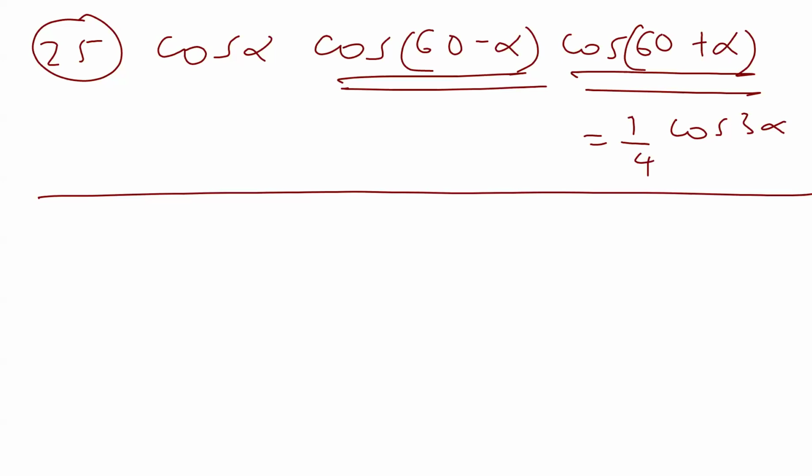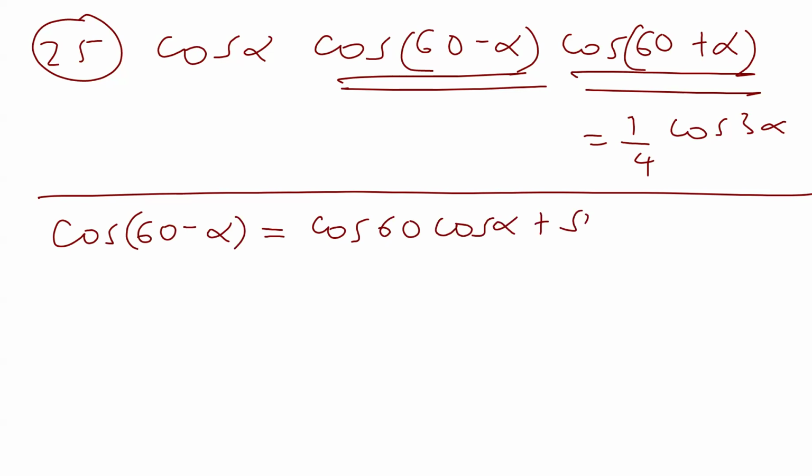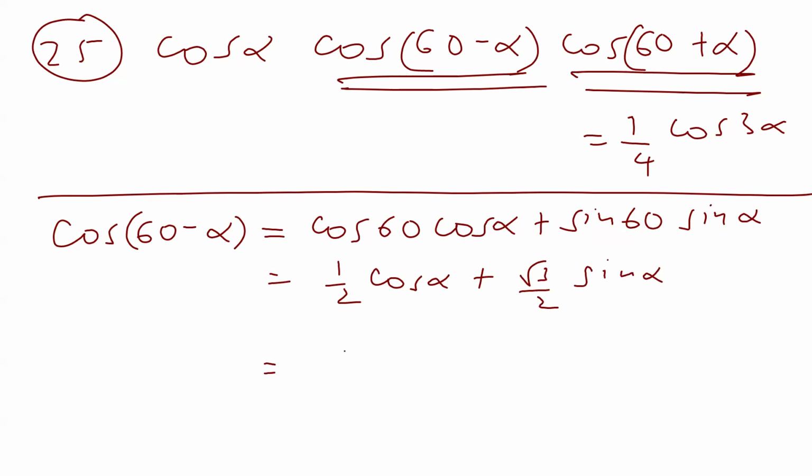Okay, so there are multiple ways to solve this, right? So first I'm going to simplify cos 60 minus alpha. So this is cos A minus B, which is cos A cos B plus sin A sin B. So half into cos alpha plus root 3 by 2 into sin alpha, which is equal to cos alpha plus root 3 sin alpha by 2.